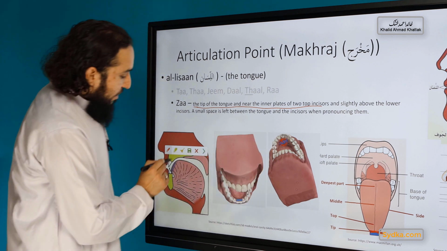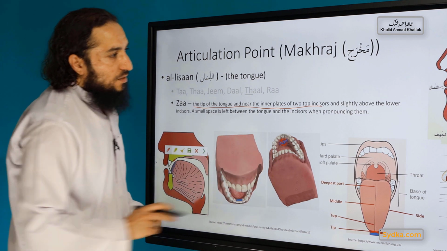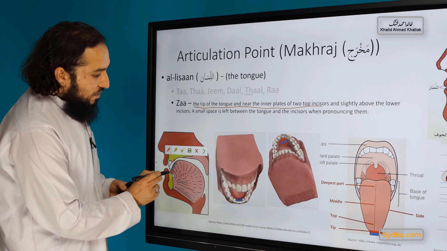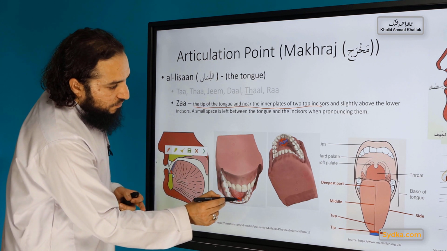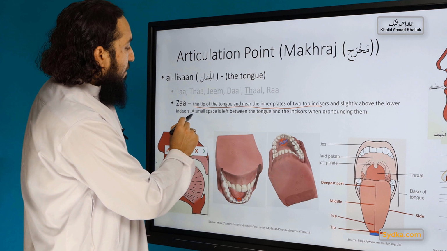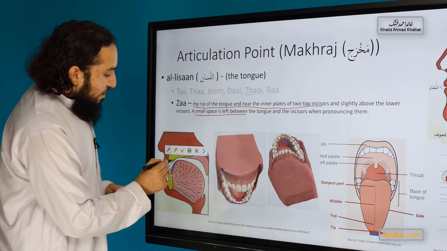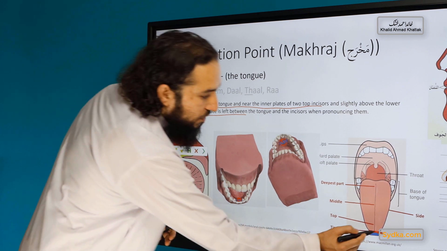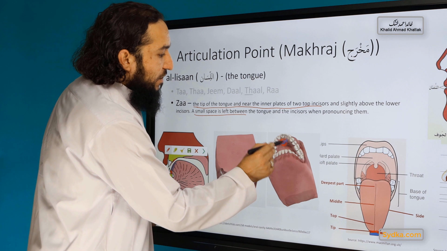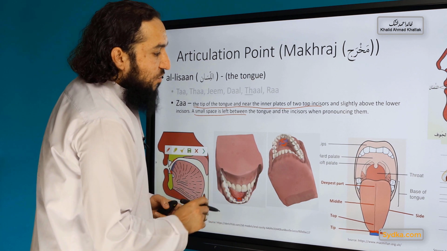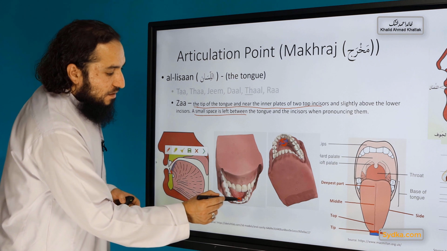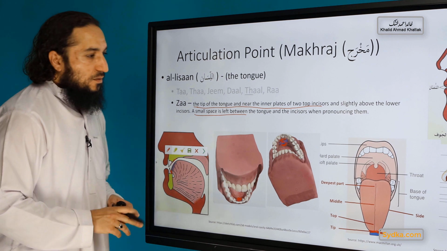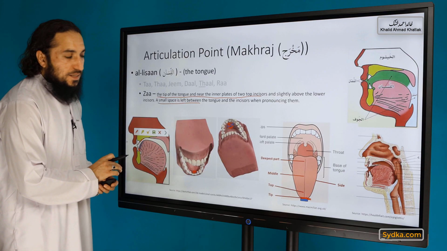So near the inner plates of the top two incisors, and slightly above the lower incisors. You see here, lower incisors. Okay, that's the lower incisors. A small space is left between the incisors and the tongue when pronouncing them. So it's actually the tip of the tongue near the inner plates of the top two incisors, and slightly above the lower incisors. That's the articulation points for the letter Z.